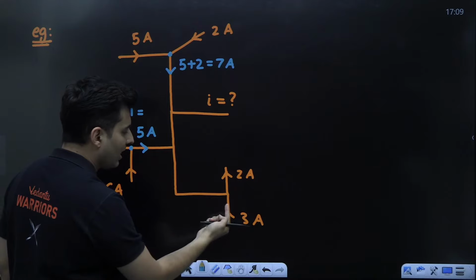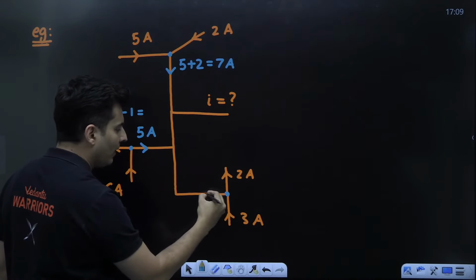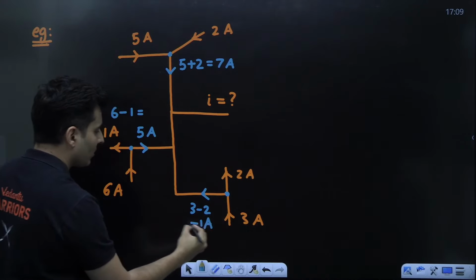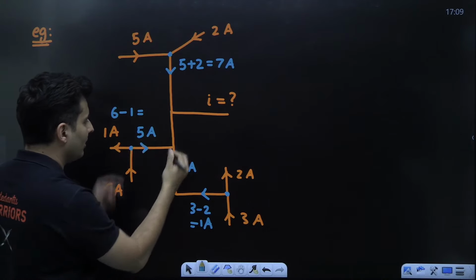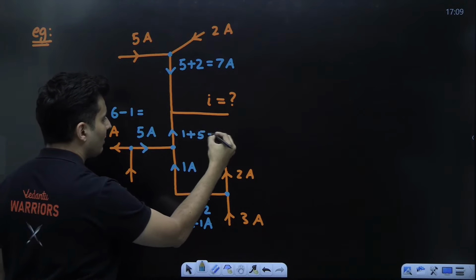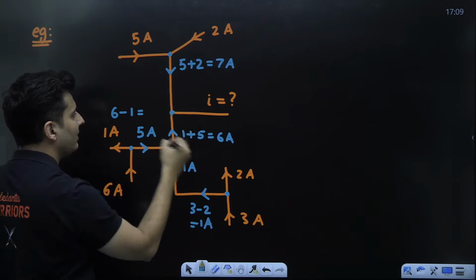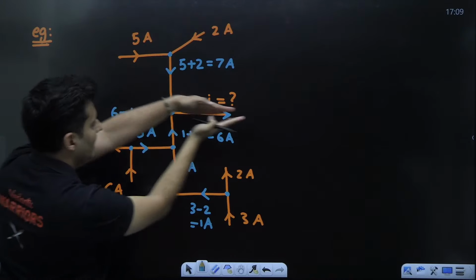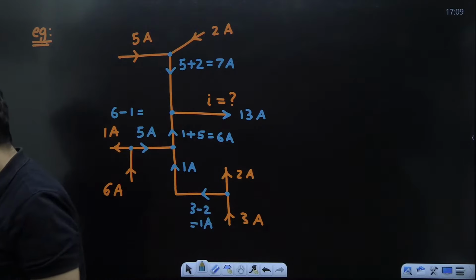In this case, 3 amperes is entering this junction. 2 is going here. Out of 3, 2 went, so how much will go over here? 3 minus 2, which is 1 ampere. Now that 1 ampere will come over here, and this 5 ampere will also come over here. Together at this junction, you will have 1 plus 5, which is 6 amperes entering here. From here, 7 amperes is entering. So what will come out is 13 amperes. So the answer for this question is 13 amperes.